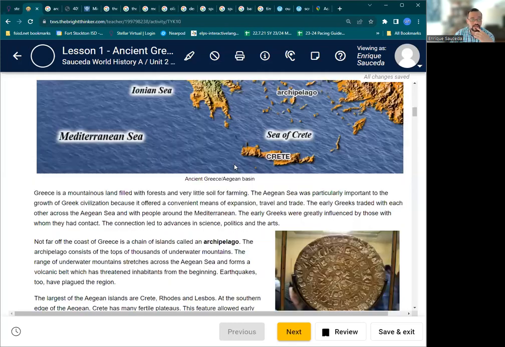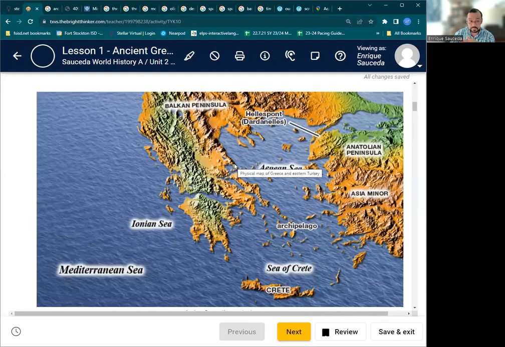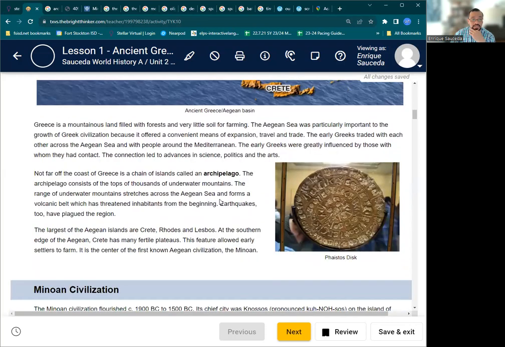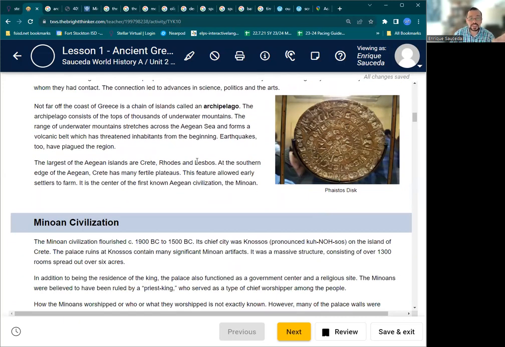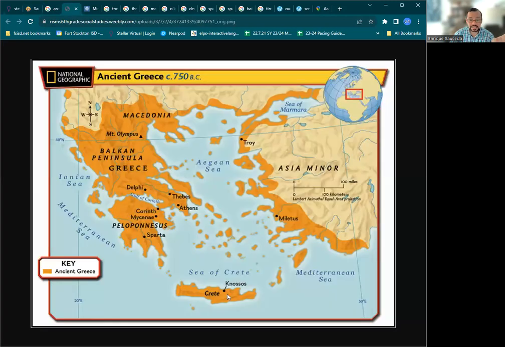All right, moving on. Greece is mountainous, hence all the brown. It's mountainous, filled with forests, very little soil for farming. The Aegean was particularly important because it offered the Greek civilization means of expansion, travel, and trade. The early Greeks traded with each other and around the Mediterranean. Early Greeks were influenced by those whom they came in contact with. So archipelago, right? The largest of the Aegean islands is Crete, the southern island here at the bottom.